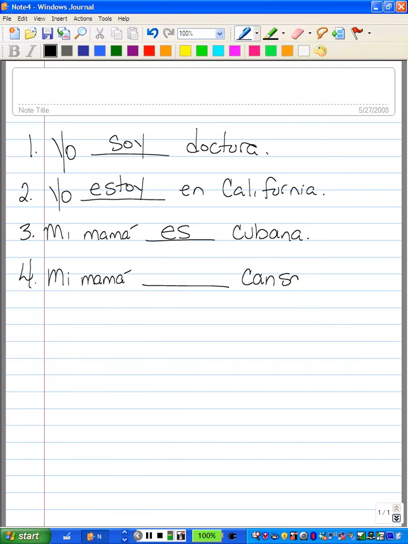If you want to say that your mom is tired, maybe she's worked too many hours, then you would say mi mamá está cansada. Cansada can be considered a changing condition. Alright, my mom is tired, so maybe she gets some rest so she's not tired anymore. But this is a changing condition, so you would use the ella form of the verb estar.